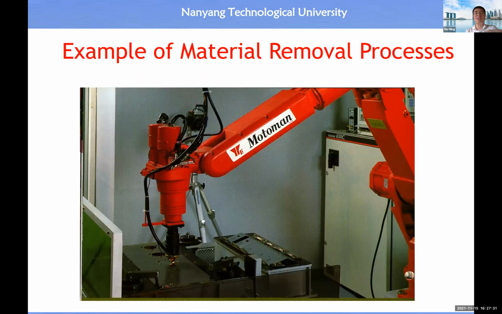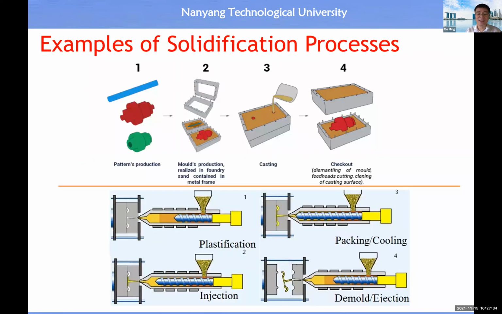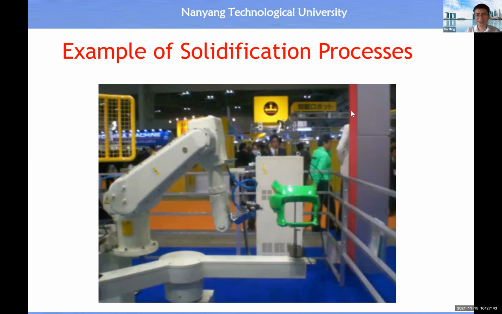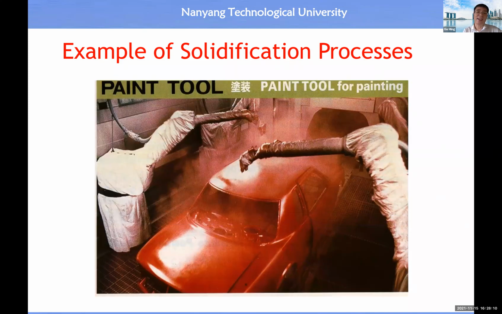But here you see we already have a robotic arm. So immediately you know you can deploy a robot to undertake the task. And for this one, you can also deploy a robot to do the task. We can consider painting as a kind of solidification process because we spread paint layer by layer on the surface of a part. The paint at the initial stage is in the state of a liquid. Then after that, the paint will become a solid. So this is also a solidification process.